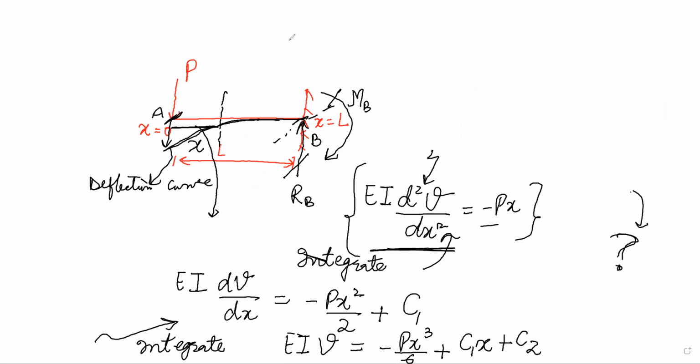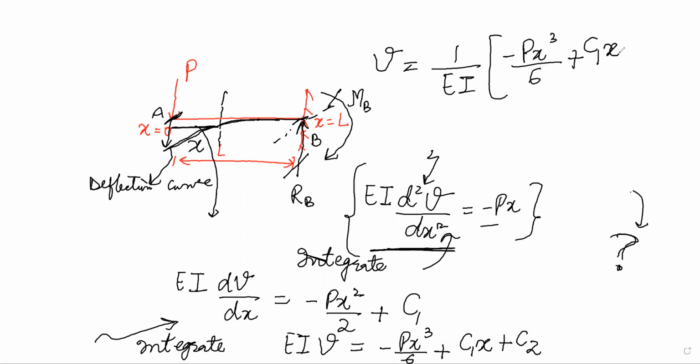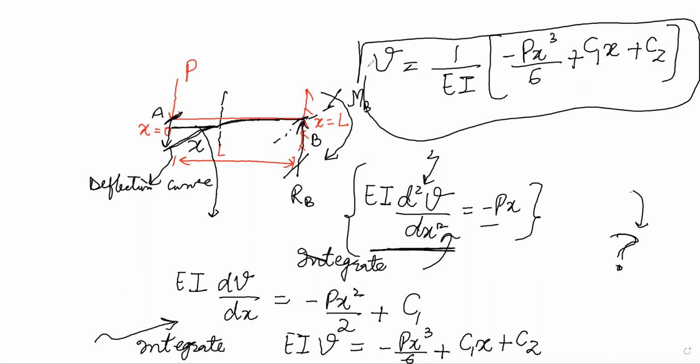You can write this as EI ν is equal to 1 by EI times minus Px³ by 6 plus C1x plus C2. This is the equation that defines the deflection curve.